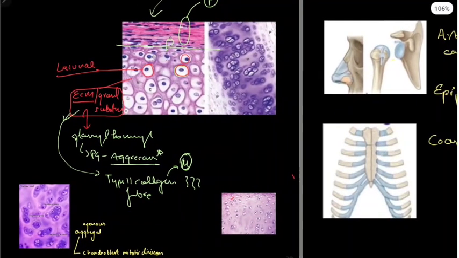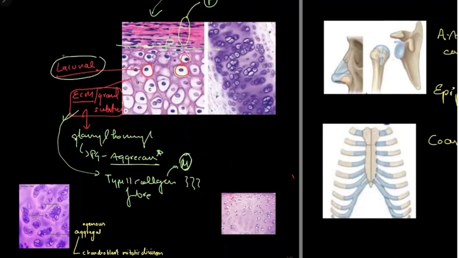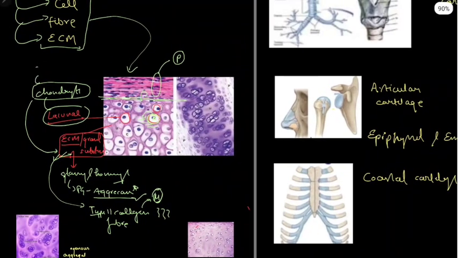So lacunae, we discussed, are going to have chondrocytes. So the hyaline cartilage proper has lacunae that have chondrocytes, and these chondrocytes synthesize the extracellular matrix. This extracellular matrix is glassy, containing aggrecan and type 2 collagen fiber. Now these chondrocytes we know are synthesizing the extracellular matrix, but these are derived from chondroblasts. And where are these chondroblasts coming from?